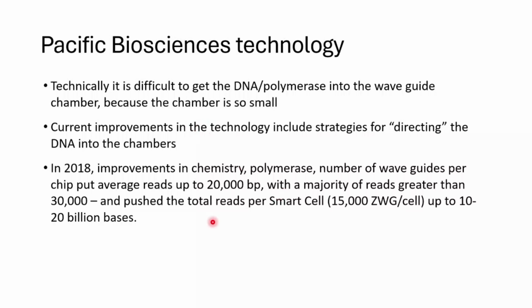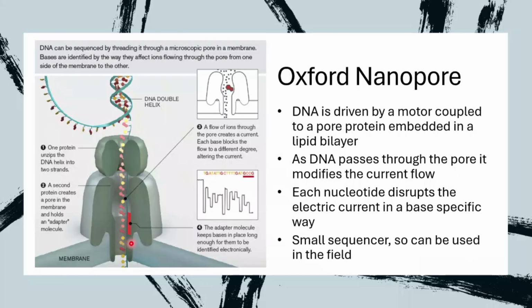They made some improvements to it. Now you're able to read 20,000 base pairs in one go on average, and some reads are even up to 30,000 base pairs. So if you have a cell that has 15,000 zero-mode waveguides per cell, then you multiply these numbers, you can read up to 10 to 20 billion bases. So this is a lot more than the human genome. One cell can take care of the human genome pretty well.